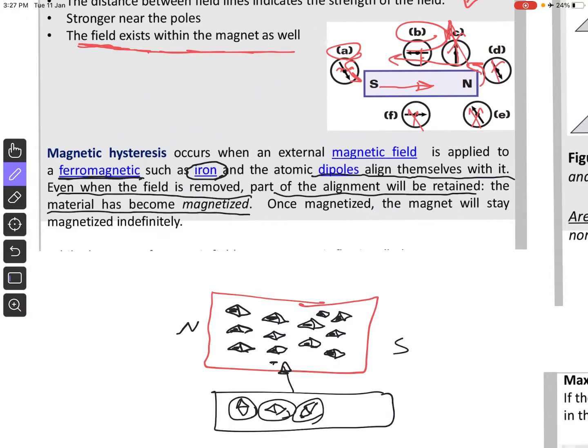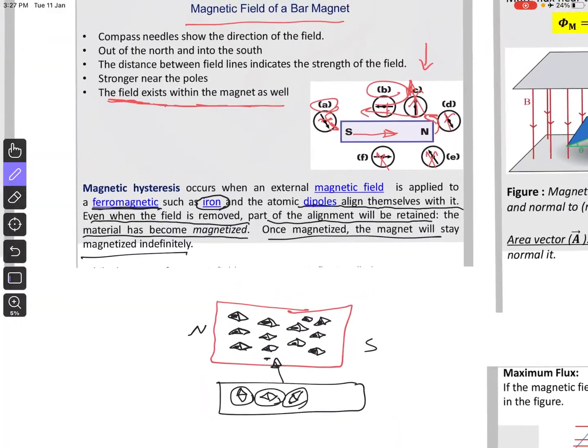Okay. Now, when the material becomes magnetized, in that case, it will stay forever. It will become a magnet forever. But sometimes it's not going to. The force is not going to be good enough to make them magnetized forever. After we remove the field, they will come back to the original shape, which is randomly organized, randomly separated, let's say. Okay, this is the magnetic hysteresis, guys. I hope you get the idea.